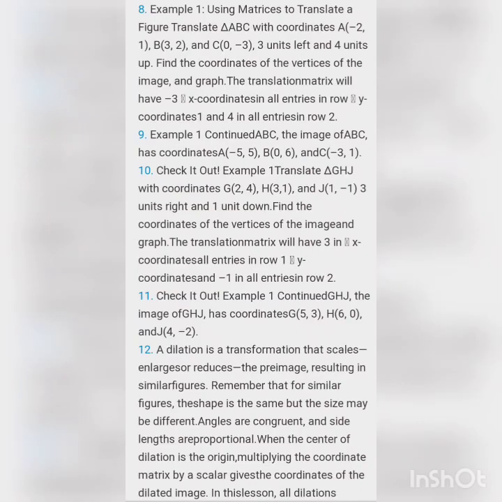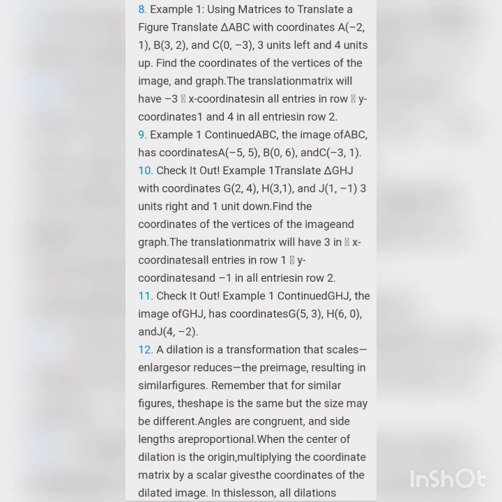Example 1: using matrices to transform a figure. Translate triangle ABC with coordinates A, B, C by 4 units left and 4 units up. Find the coordinates of the vertices of the image and graph. The translation matrix will have the 3 x coordinates all written in one row, and the y coordinates in the second row. Example 1 continued: the image of ABC has coordinates A minus 5 comma 5, B 0 comma 6, C minus 3 comma 1.